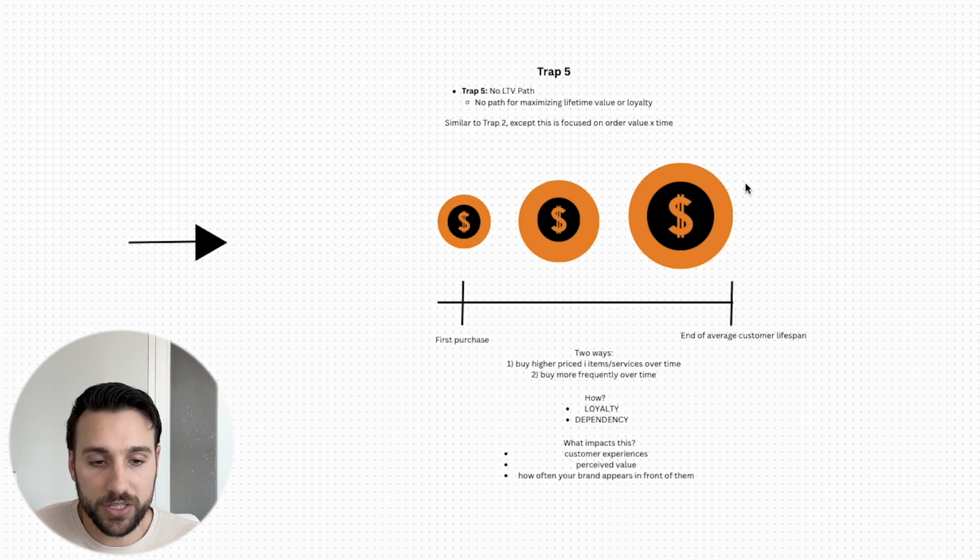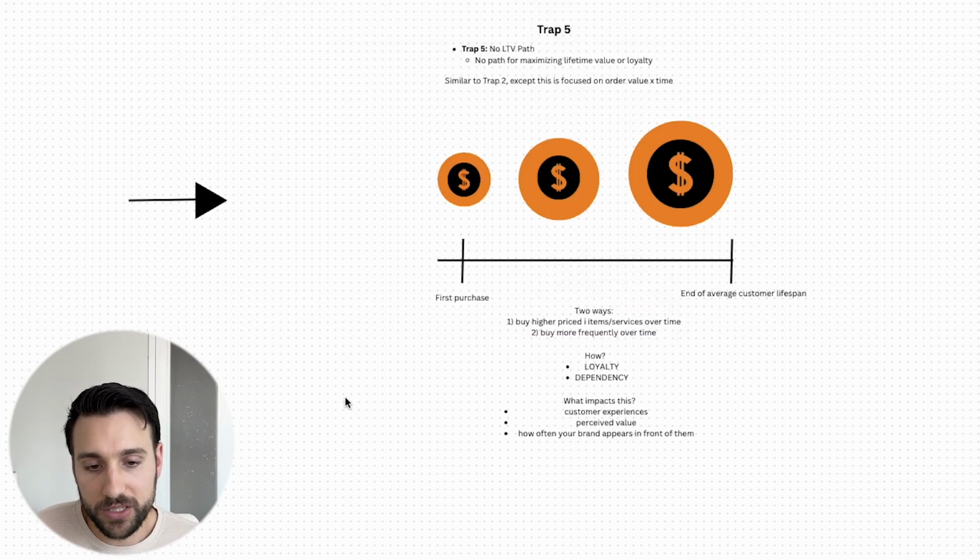Whatever the life cycle is, you could do it by dollar amount or by frequency. And just to recap, there's 2 ways. You could buy higher priced items and services over time, or they could buy more frequently over time, which is just what I said, price and frequency.